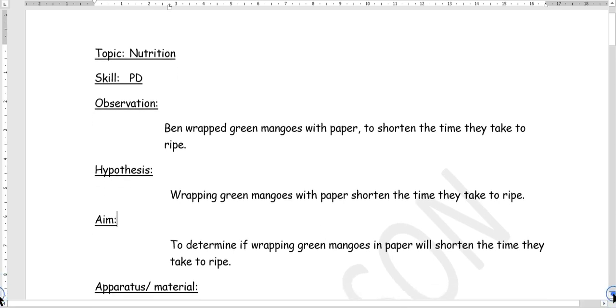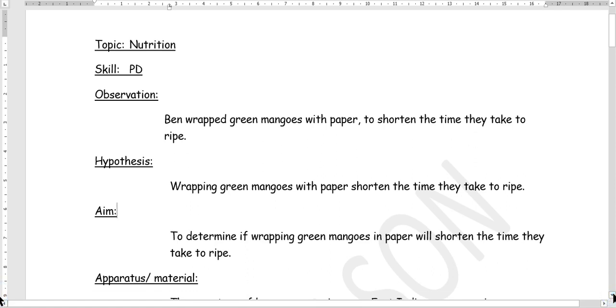Here Ben wrapped green mangoes with paper to shorten the time taken to ripen. Now we can't just take this at face value. As scientists, we must do an experiment to see if it is true. Hence we have to design what is called a hypothesis, and the hypothesis is a fixed position taken about the observation that can be tested. Here the hypothesis is that wrapping green mangoes with paper shortens the time they take to ripen.